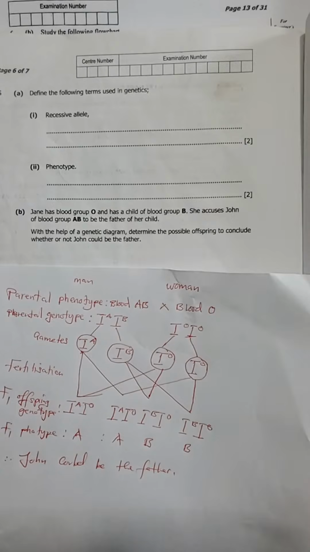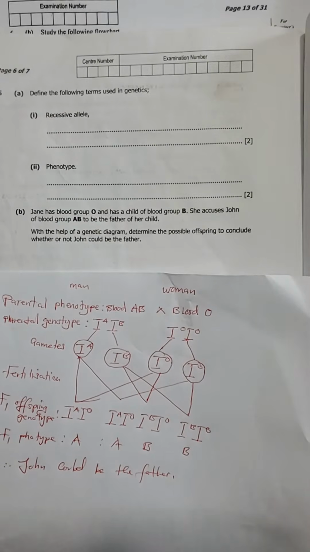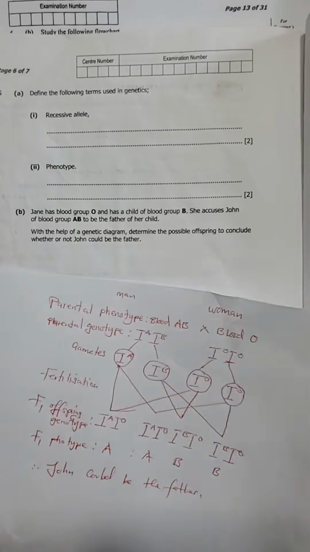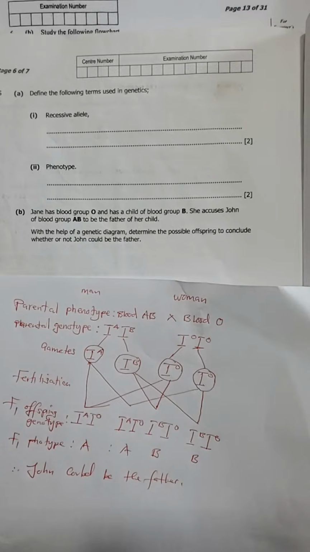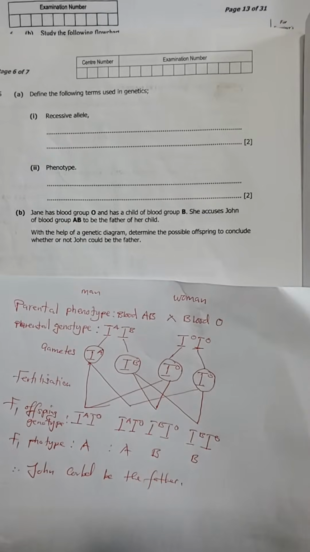Remember, for those who have just joined, we have already defined what a recessive allele is, and the definition of a phenotype. A recessive allele is one that is overshadowed in the phenotype by the presence of a dominant allele. A phenotype is simply the outward expression of the genotype in the form of physical characteristics of an organism.